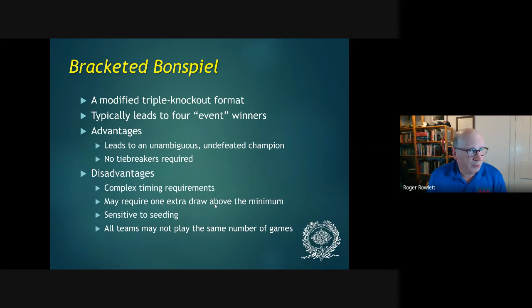So bracketed Bonspiels are really a modified version of a triple knockout. And in a true triple knockout, every team's got to lose at least 3 times before they're eliminated. But no one's got the time to run those events. A lot of playdowns are run this way, like I think in Saskatchewan. That's how they run their Briar and Scotties playdowns. But they take a long time to run.